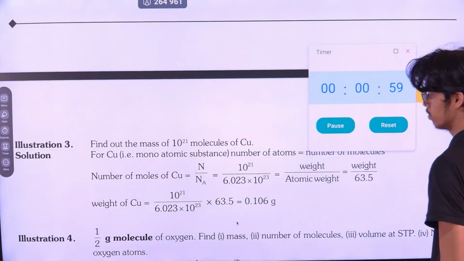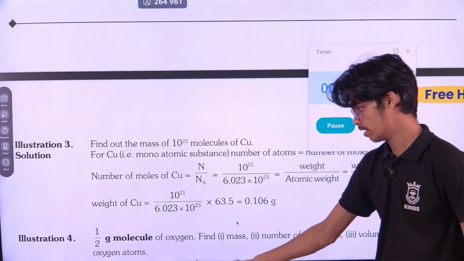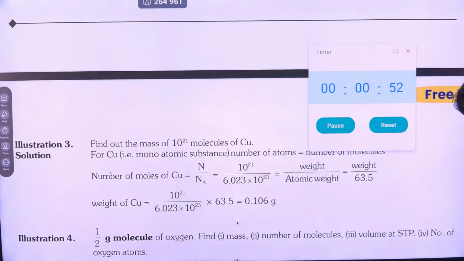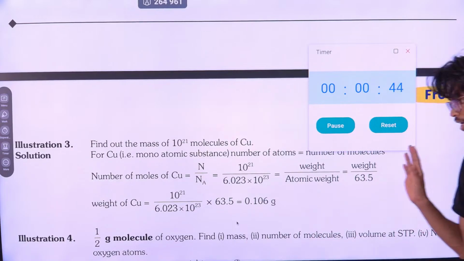Okay guys, do this problem. Half gram molecule of oxygen. Find mass, number of molecules, volume, and number of oxygen atoms. So you have to find all: the mass, the number of molecules, volume, and the number of oxygen atoms. That's it.